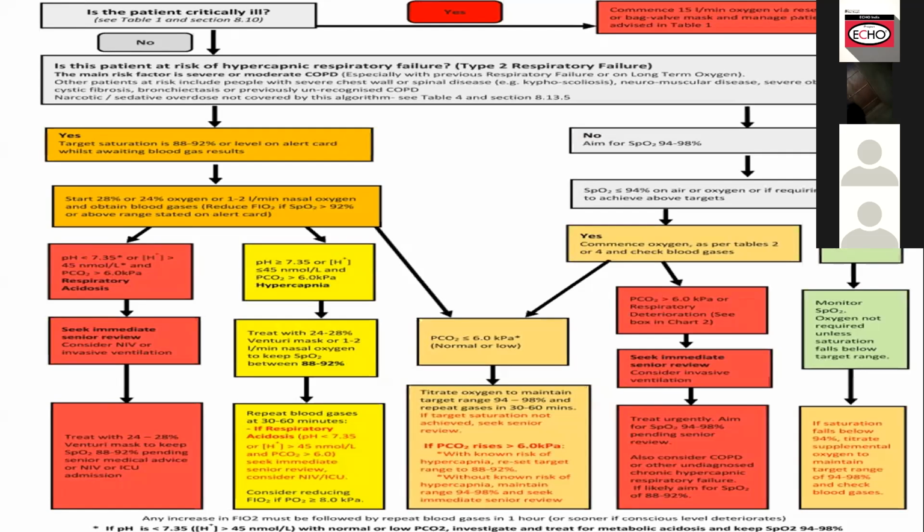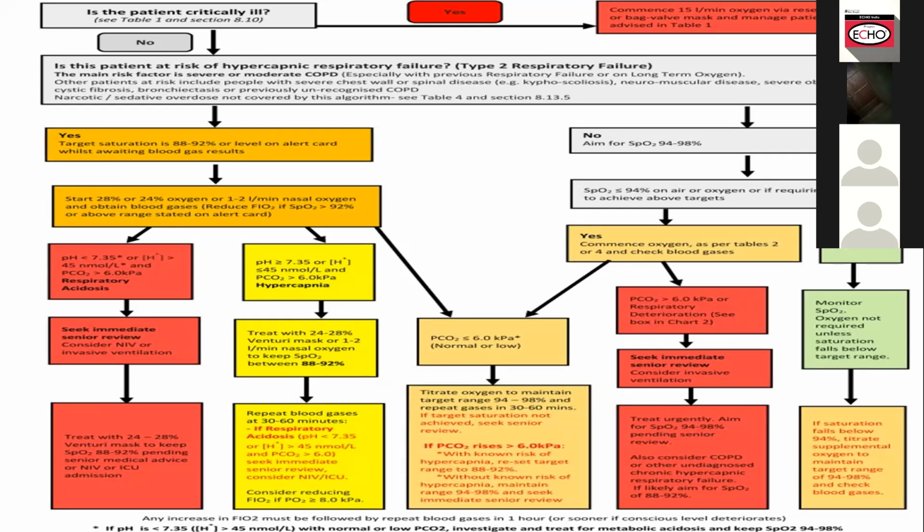Then if a patient is not critically ill, you ask if your patient is at risk of hypercapnic respiratory failure. Remember this, we discussed it in the previous sessions. This is type 2 respiratory failure. If a patient has type 2 respiratory failure, you will target your saturation between 88 to 92%, or the level on your alert card, whilst awaiting blood gas.